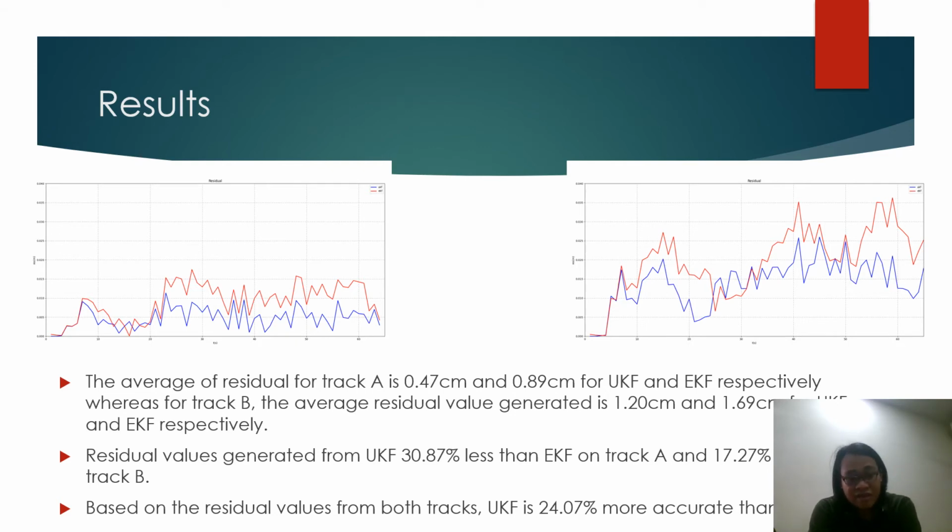As you can see from the result, the average residual generated for track A is 0.47 cm and 0.89 cm for UKF and EKF respectively, whereas for track B, the average residual value generated is 1.2 cm and 1.69 cm for UKF and EKF respectively. So that said, the lesser the residual, the closer the estimation is towards the actual, indicating a more accurate estimation. Based on the residual values from both tracks, UKF is 24.07% more accurate than EKF.